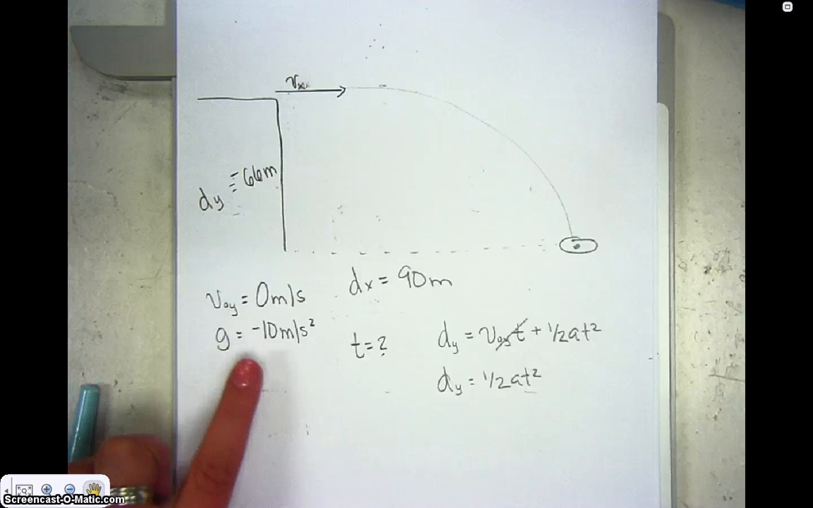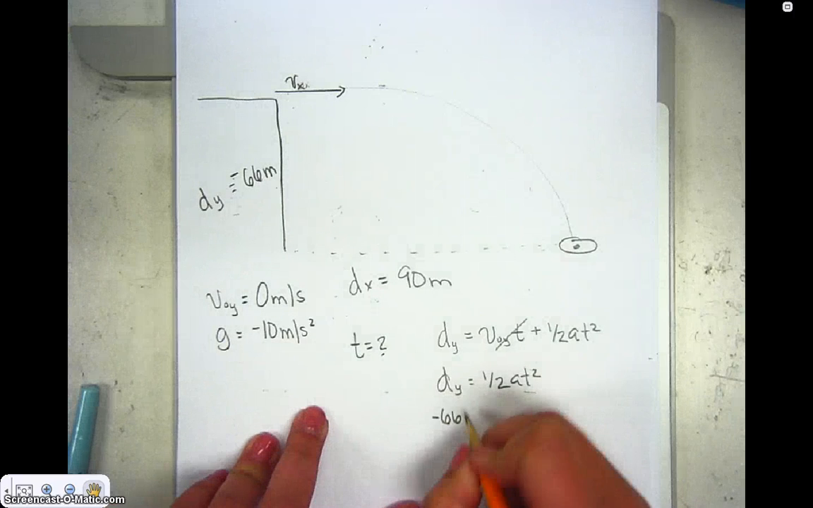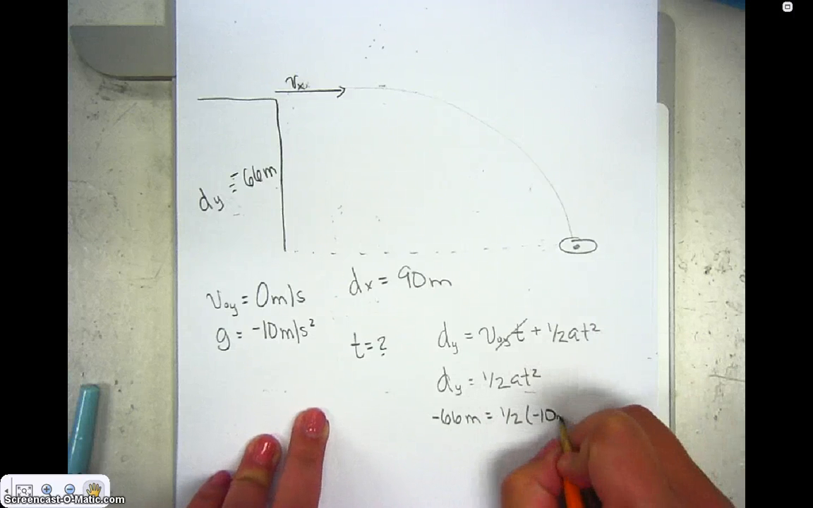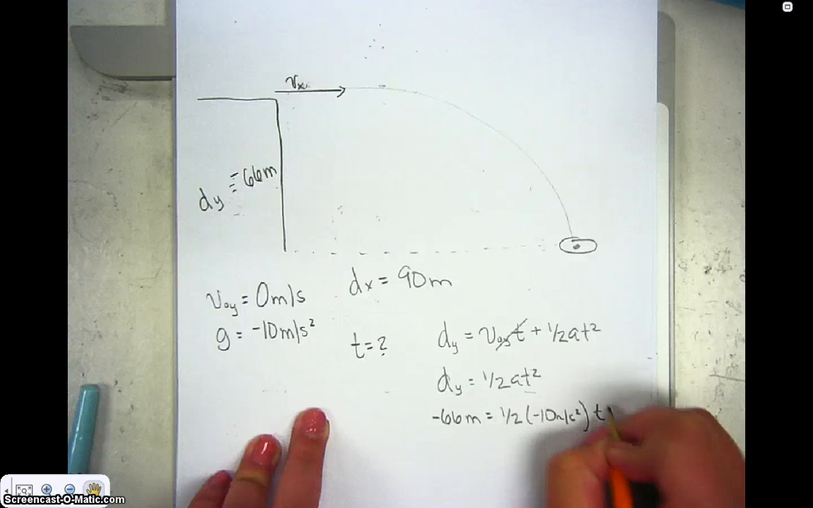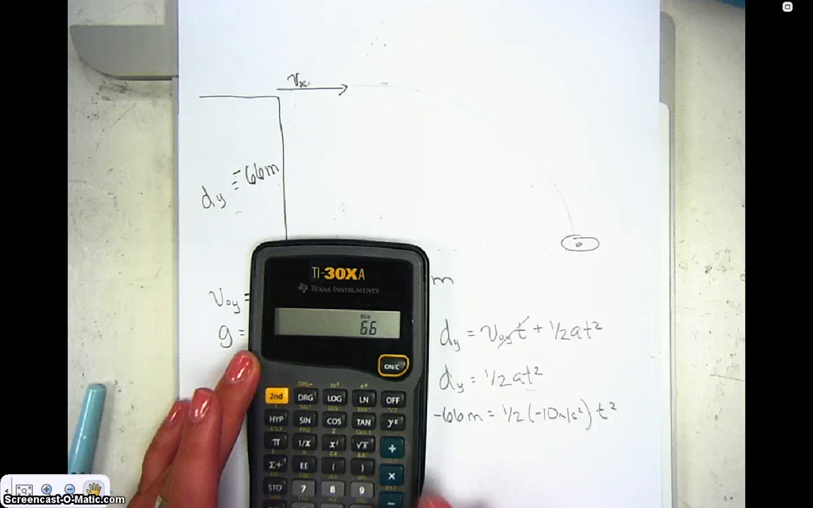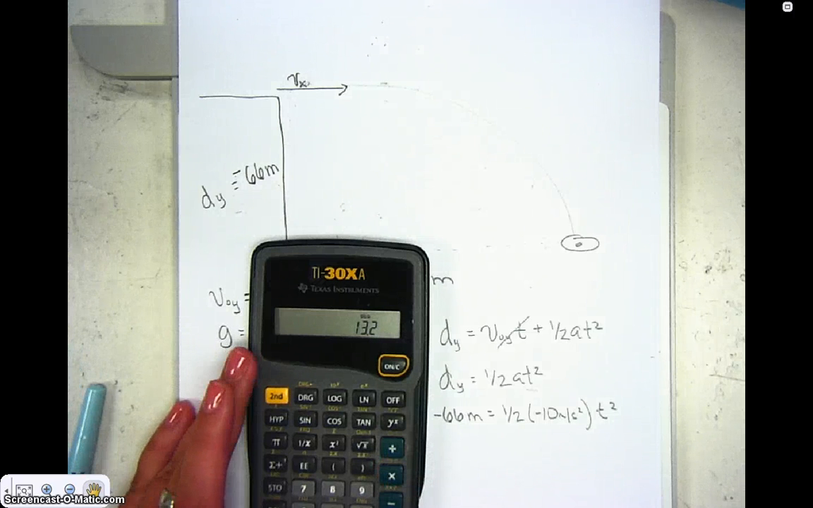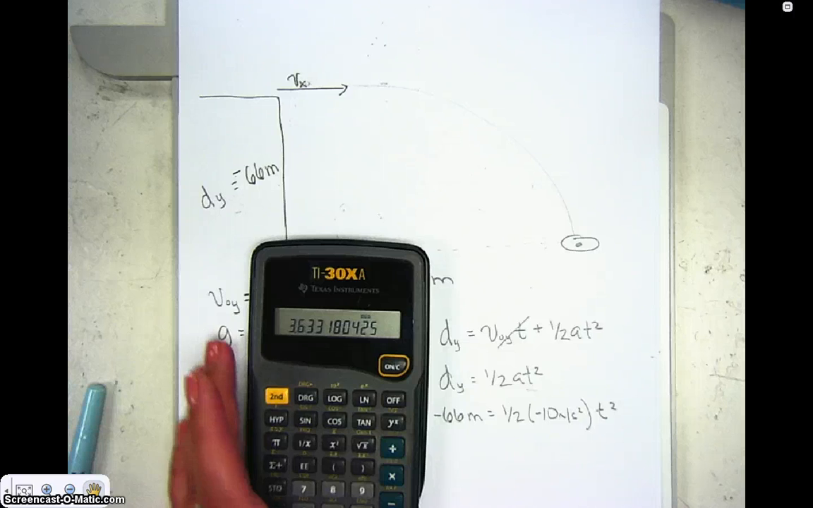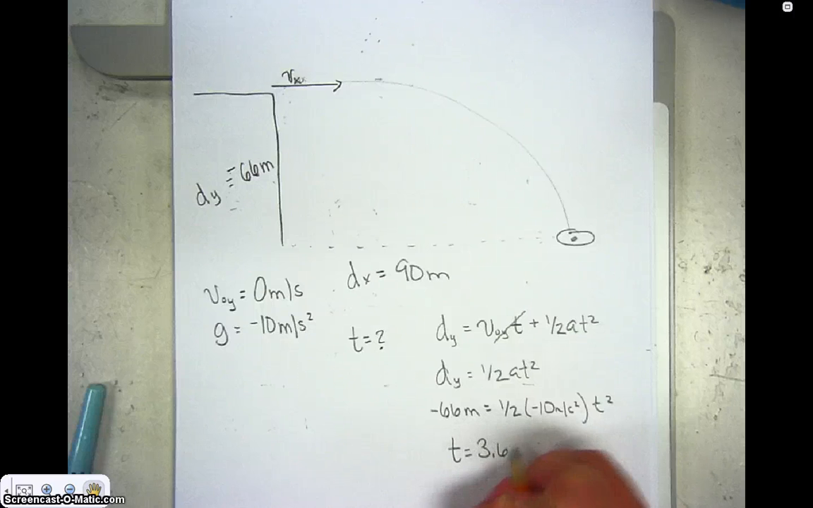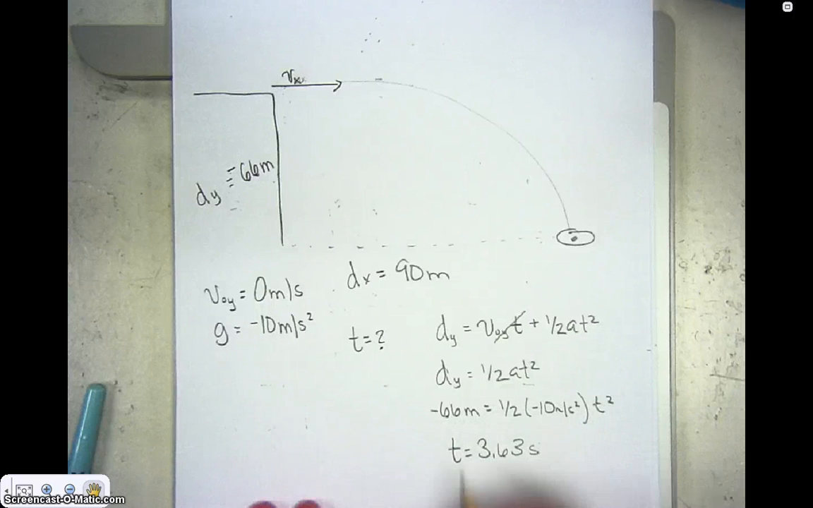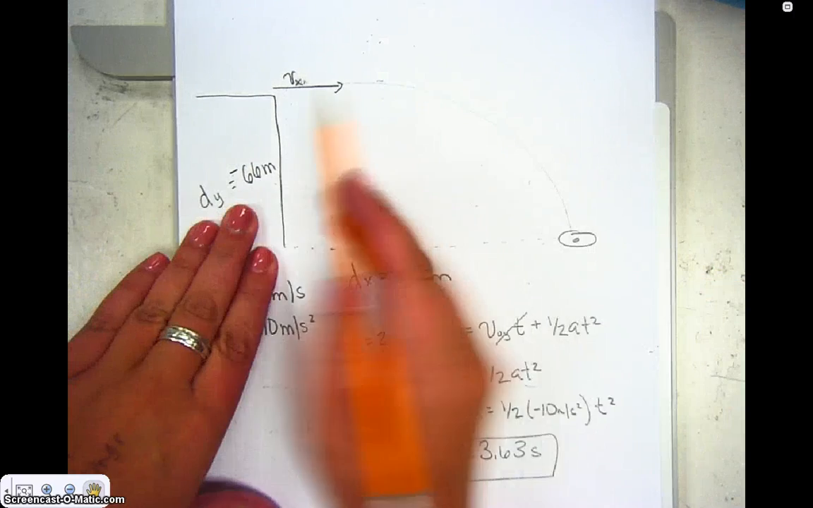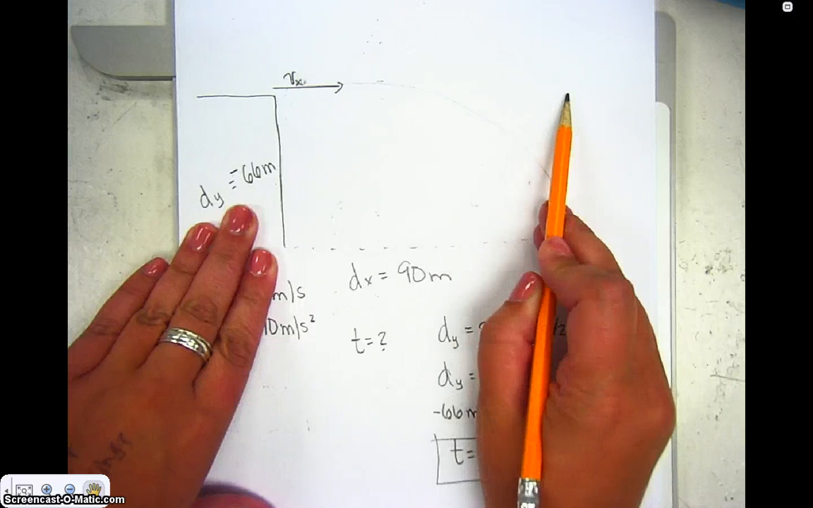Let's plug in our numbers. We have negative 66 meters equals 1/2 times negative 10 meters per second squared, t squared. If I plug that into my calculator, I get 66 divided by 5, and then square root gives me 3.63 seconds. So my time is equal to 3.63 seconds. The time that it takes to fall is also the time that it takes to fly in this direction.